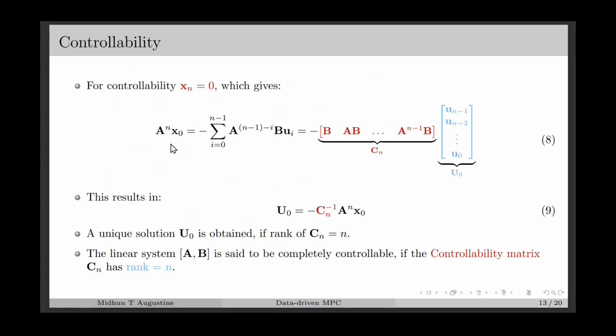Here we obtained a linear equation which gives A raised to n x0 equal to minus Cn u0, which can be solved for u0, and the solution is given in equation 9. From linear algebra theory, if this matrix has full row rank, there will always exist a unique solution for u0 which satisfies this condition. This basically leads to the criterion for controllability, which says that the system, or this AB pair, is said to be completely controllable if this controllability matrix has rank n.